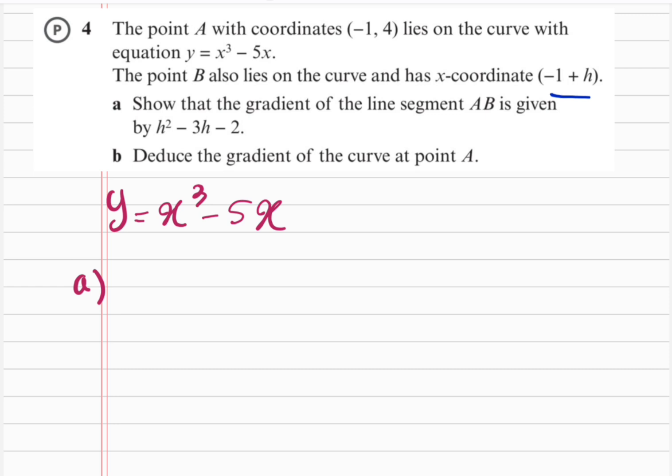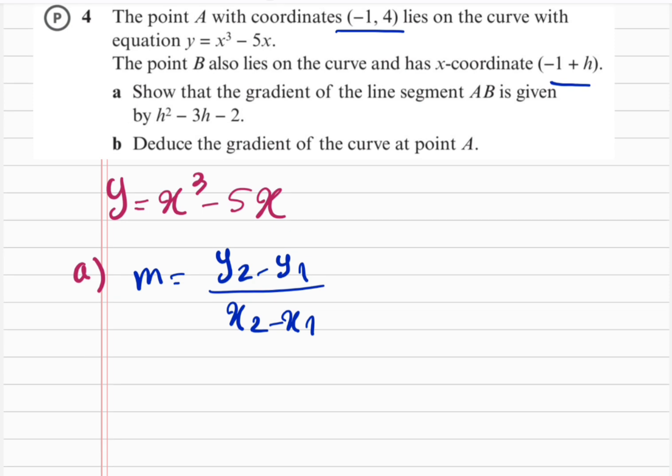So for this question, basically we just need to use the basic formula of the gradient of a line, which is equal to y2 - y1 over x2 - x1. And these are the coordinates of the 2 points that are on the line. In this case, we have the coordinates of point A, and for point B, we have the x coordinate, but not the y coordinate.